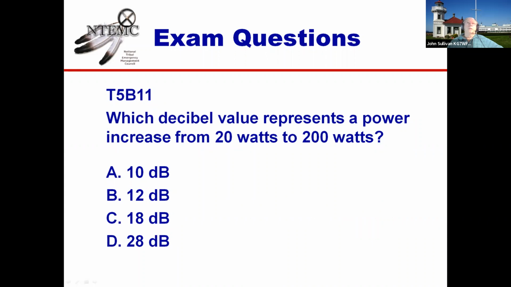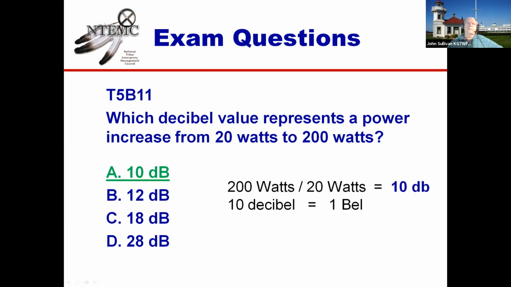Which decibel value represents a power increase from 20 watts to 200 watts? We haven't doubled or quadrupled in this case. The power increases 10 times. That's going to be 10 dB. That one's easy to remember. 10 times is 10 dB.